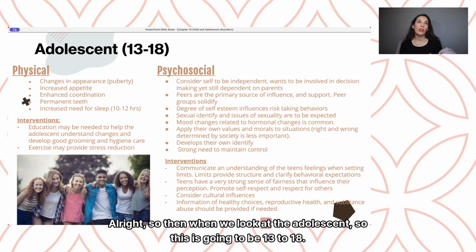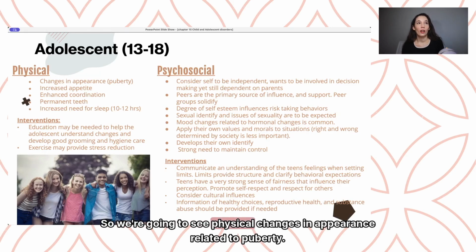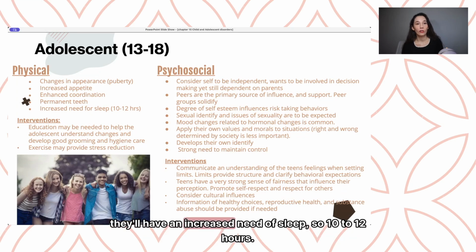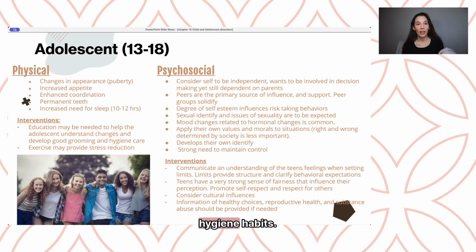All right, so then when we look at the adolescent, so this is going to be 13 to 18. So we're going to see physical changes in appearance related to puberty. They'll have increased appetite, enhanced coordination. Their adult teeth will start to be there. And then they'll have an increased need of sleep, so 10 to 12 hours. For interventions, they might need education to help them understand changes and develop good grooming and hygiene habits. And exercise is good for stress reduction.